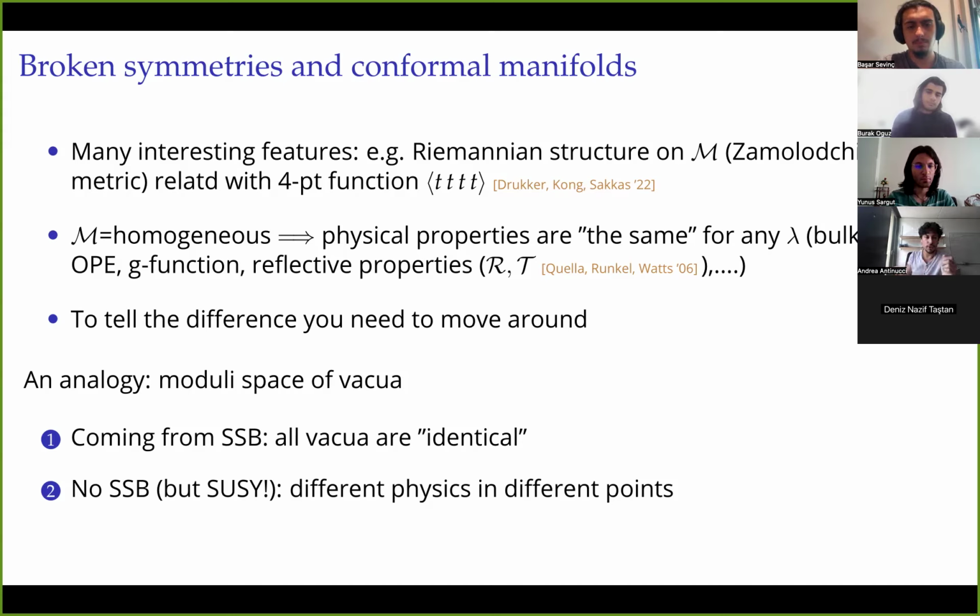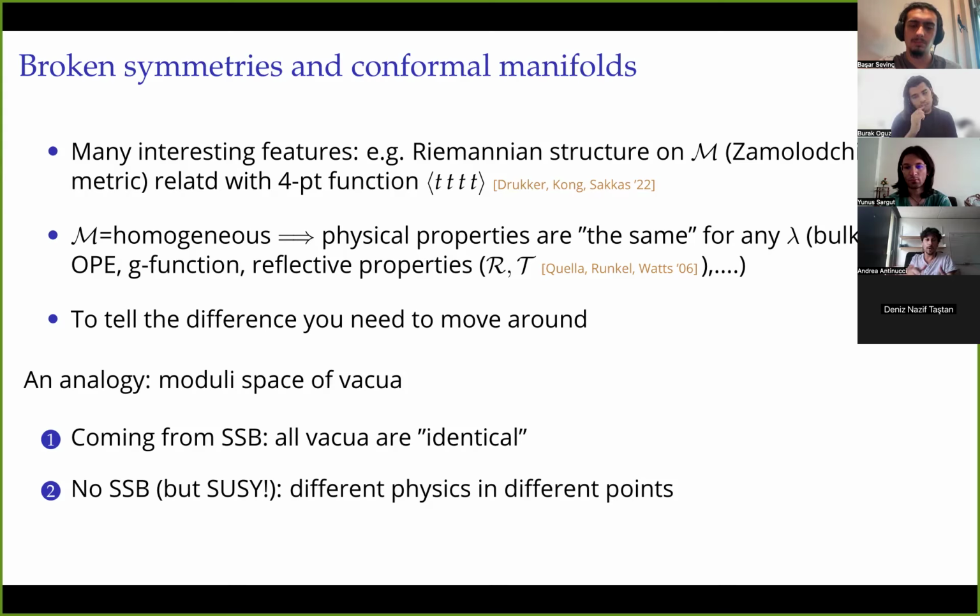And just to draw an analogy, you can think about moduli spaces of vacua in QFT. Roughly speaking, there are two classes of them: those coming from spontaneous breaking of a global symmetry, and those that don't come from spontaneous breaking of a global symmetry. In the first case, all vacua are identical. So it's of course very interesting to know that there is spontaneous symmetry breaking, because you have Goldstone bosons and all these kinds of things, and you can predict the low energy theory. But if you sit in one vacuum instead of the other, you won't be able to tell the difference.